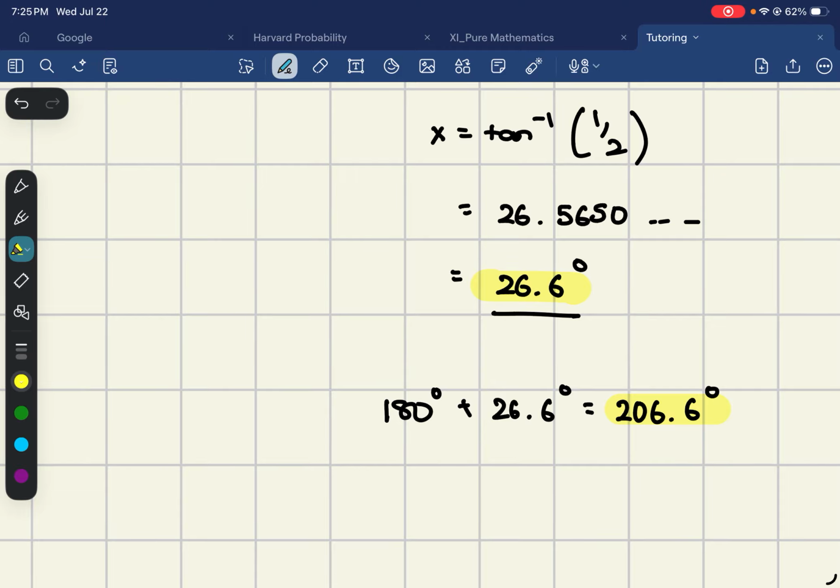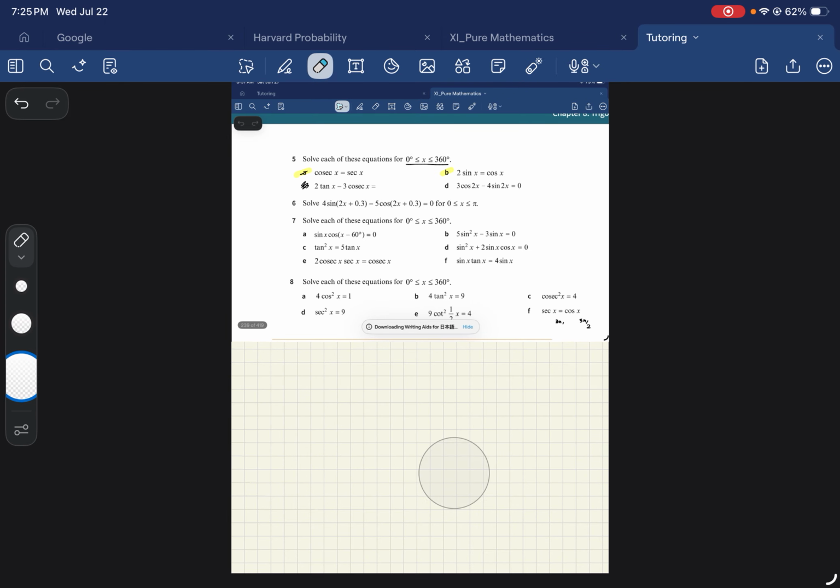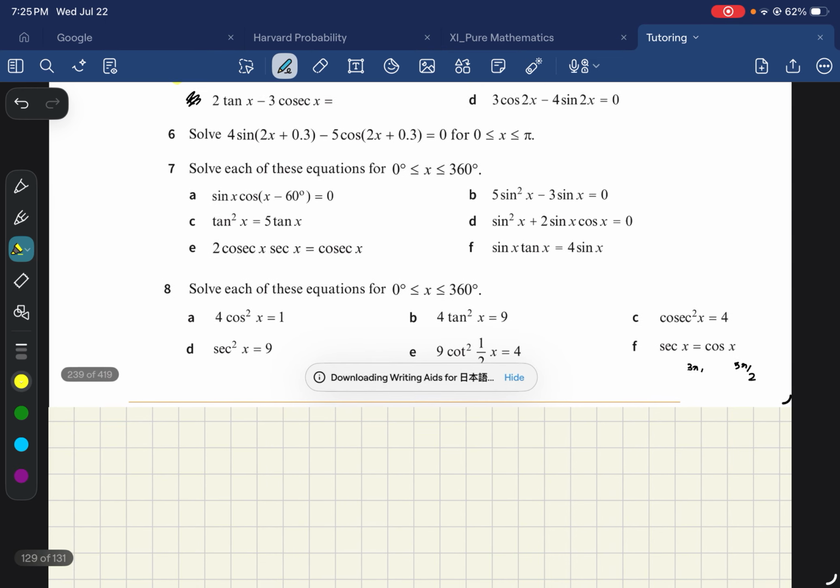All right, so those are your two solutions, and we are done with part B. Let's do part C. Oh, sorry. So C, the question is incomplete. So we're just going to skip and do D.